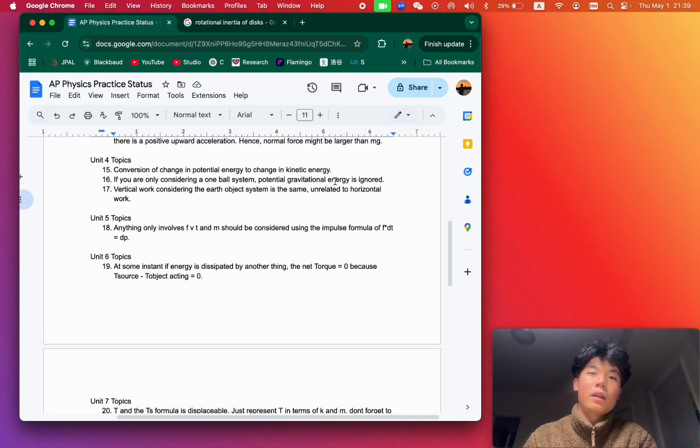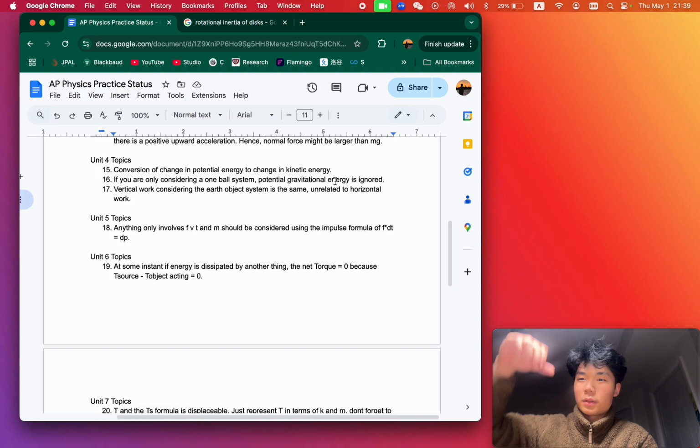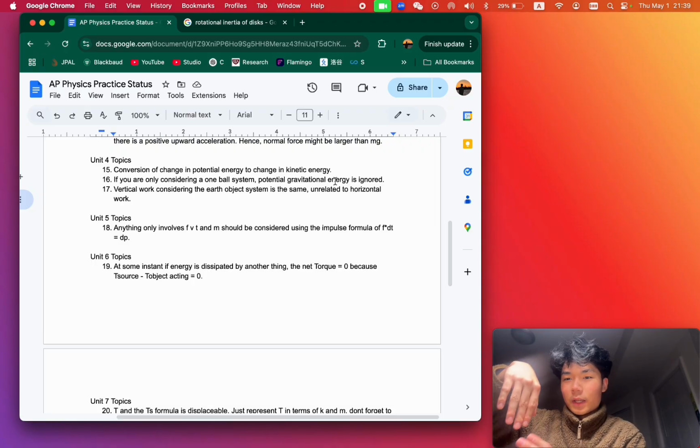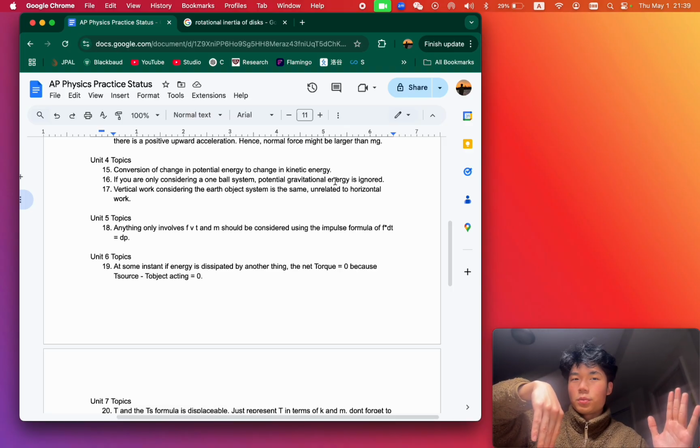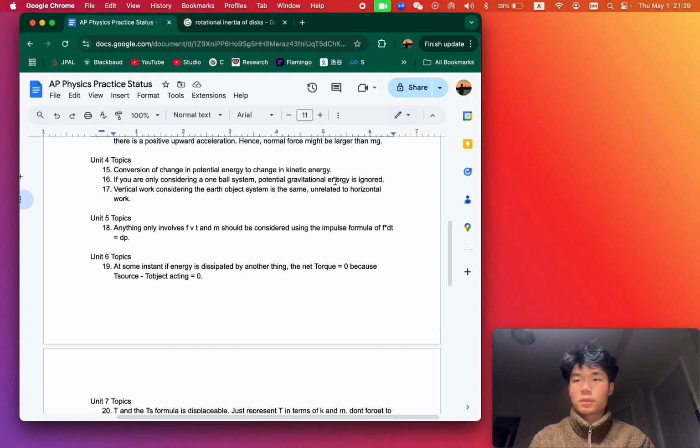All right. Number 17, vertical work considers the Earth-object system, and it is the same. So with mgh, no matter how much horizontal distance you travel, the vertical work stays the same, because there is only one height. For instance, there is no difference between traveling this much distance to get to this height and traveling that much distance. So mgh vertical work is always the same. It is unrelated to horizontal work.